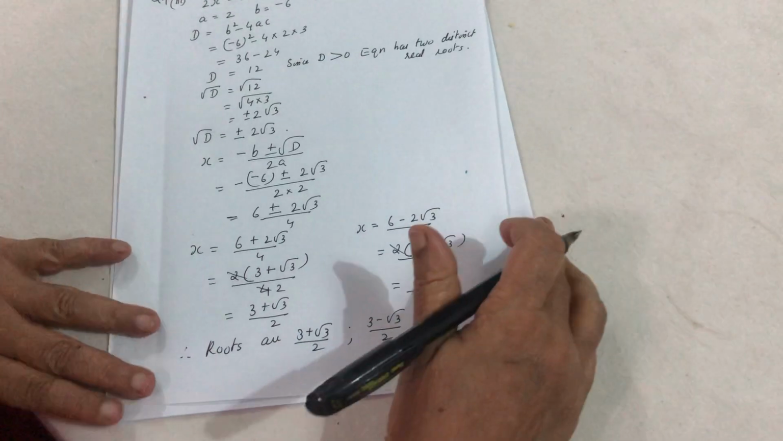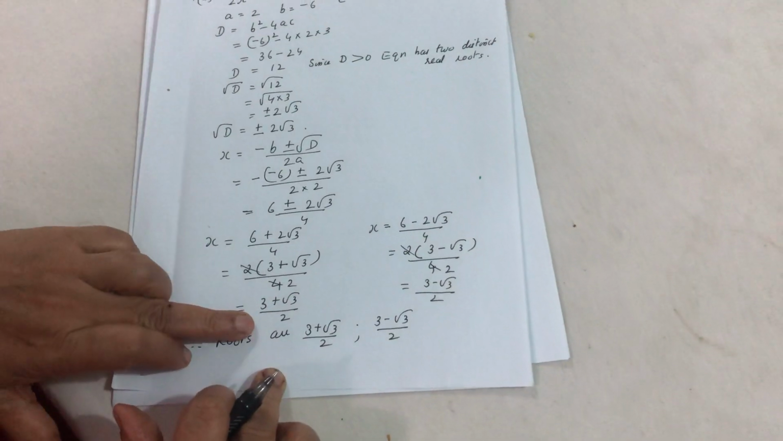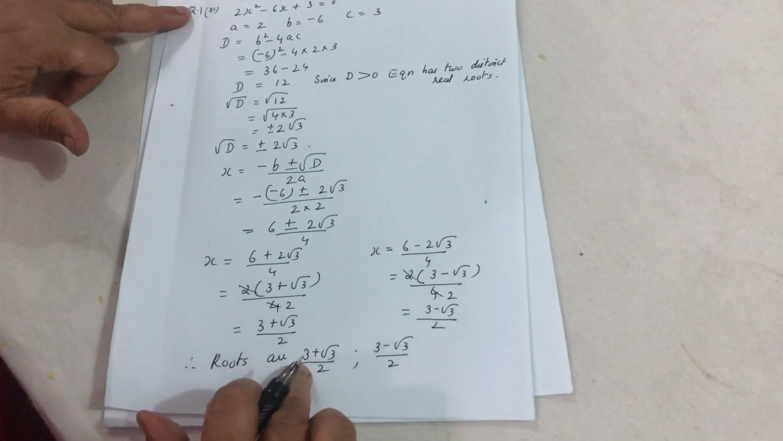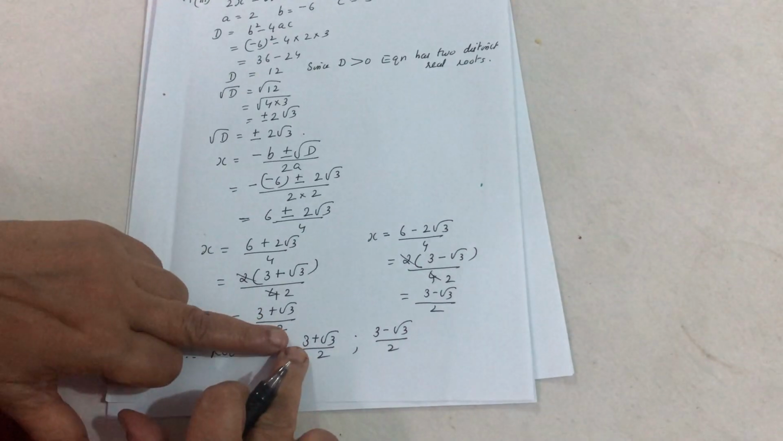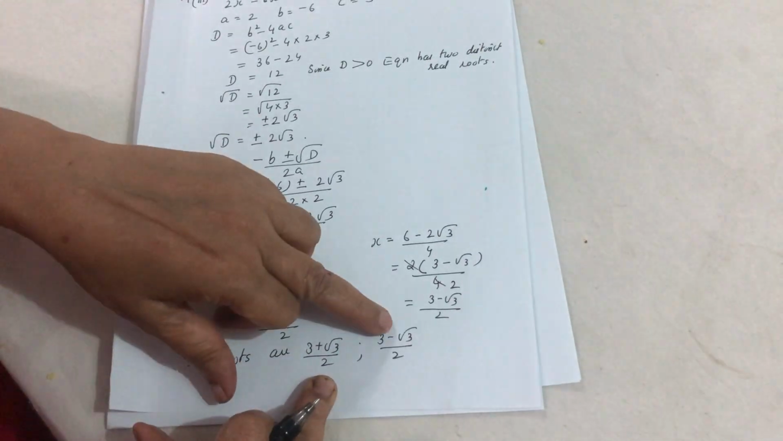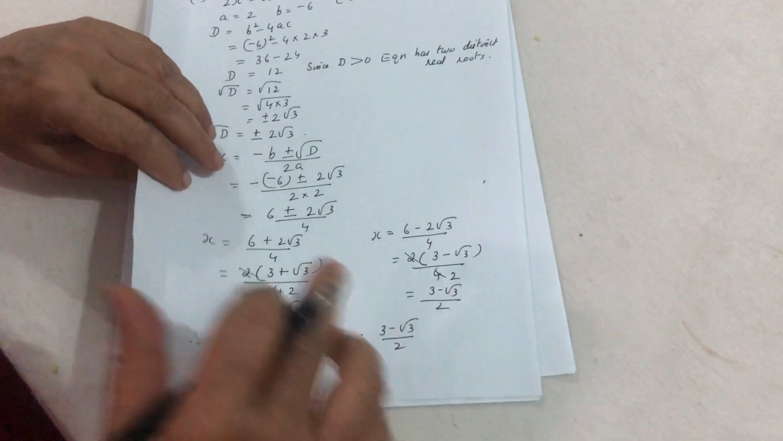One more question can be asked. One root of this quadratic equation is 3 plus root 3 by 2. What is the other root? If it is 3 plus root 3 by 2, the other root is 3 minus root 3 by 2.